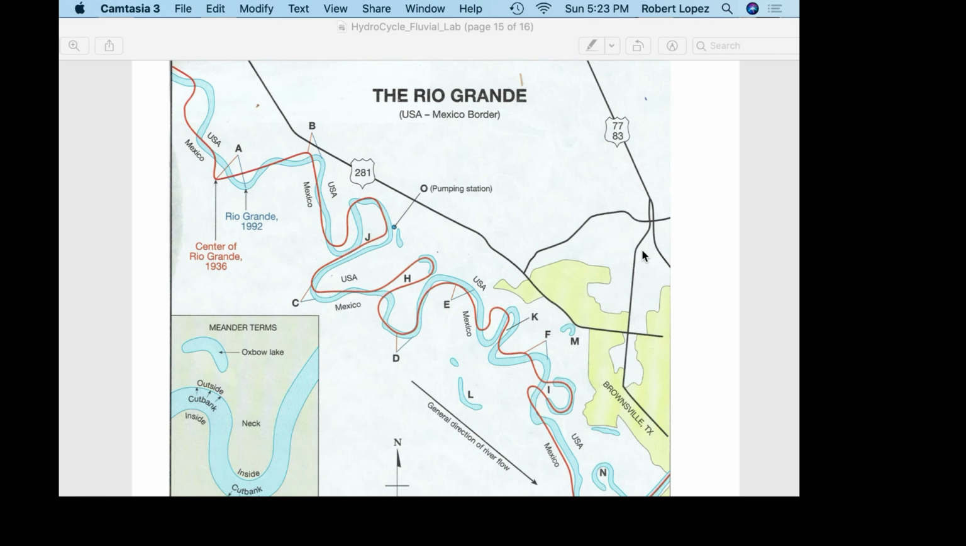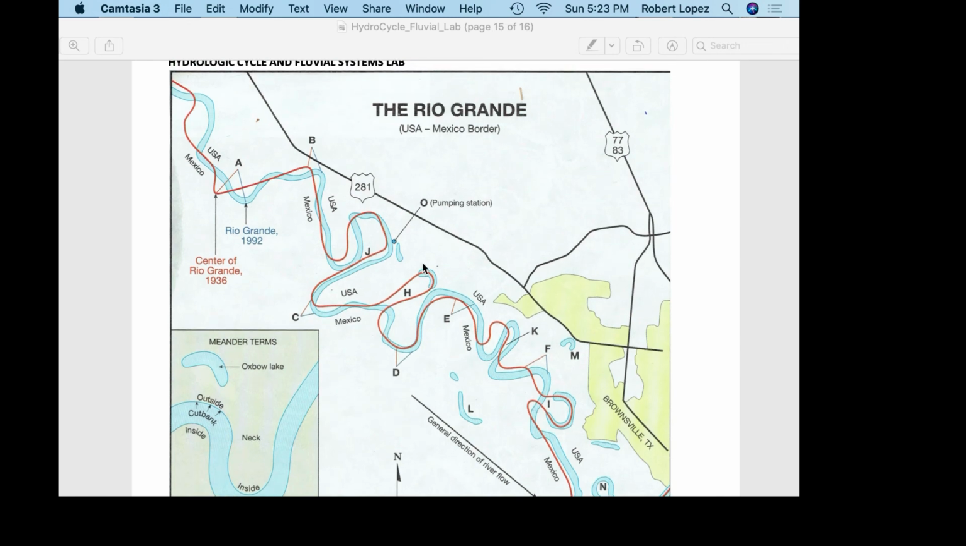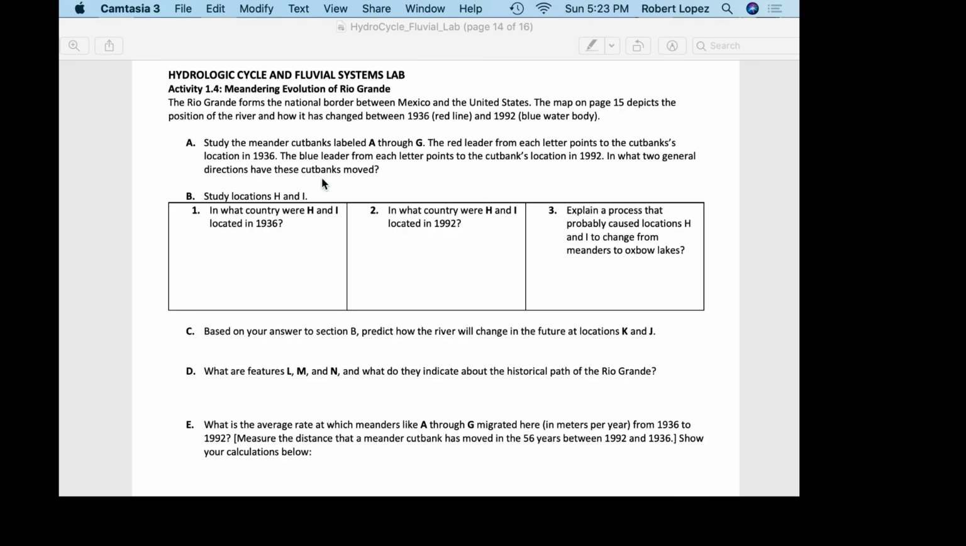And if we look at the map, we'll see the river at two different intervals of time. One is 1936, which is the red outline here, how the river looked in 1936. And then what the river looked like in 1992. And these different letters are the different cut banks that we'll be looking at. So studying these two data sets from 1936 and 1992, we want to look at how the river has changed course over time, and how, because the Rio Grande is an international border between Mexico and the United States, some points may have been in the U.S. in 1936 and now part of Mexico in 1992.